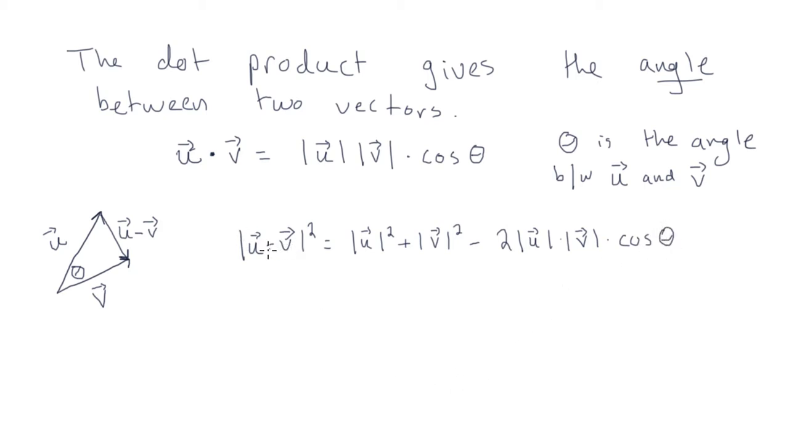And so what happens? Well, recall that the length of u minus v squared is just the dot product. So this is just u minus v dot u minus v.